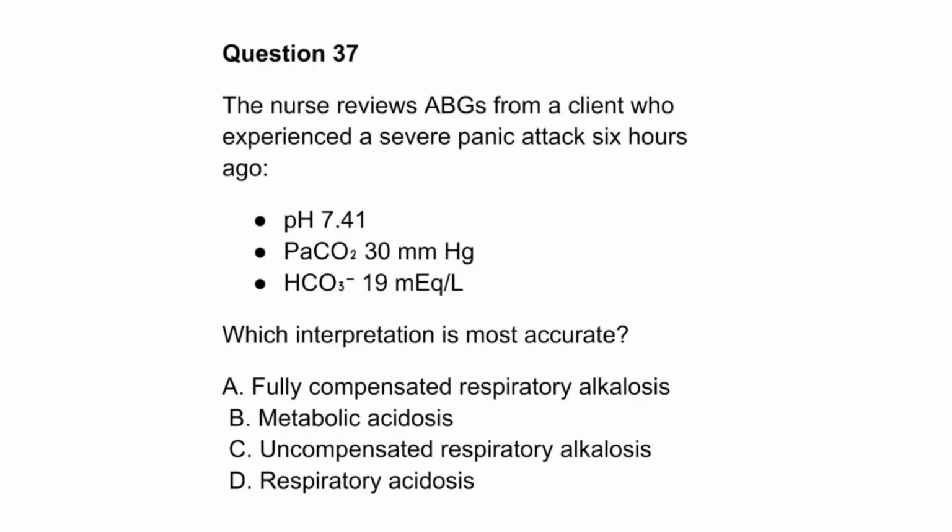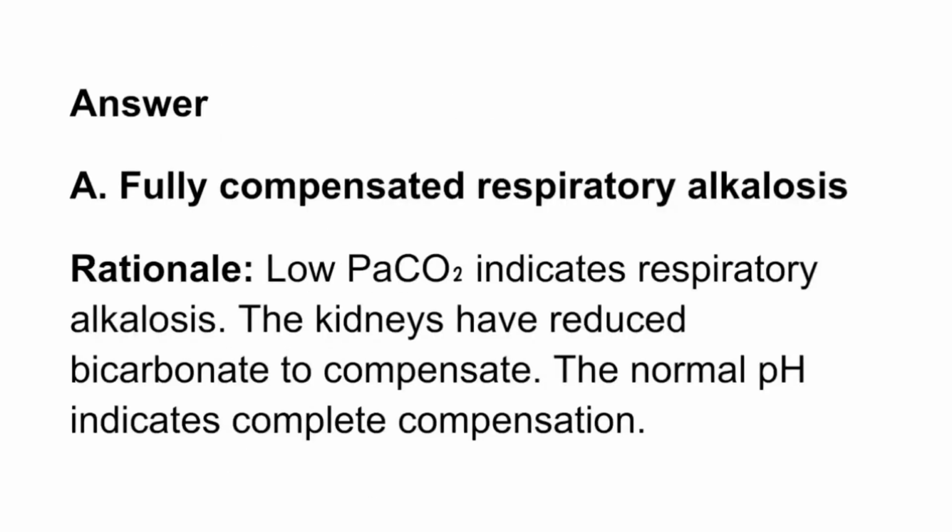A. Fully compensated respiratory alkalosis. B. Metabolic acidosis. C. Uncompensated respiratory alkalosis. D. Respiratory acidosis. Answer. A. Fully compensated respiratory alkalosis. Rationale. Low PaCO2 indicates respiratory alkalosis. The kidneys have reduced bicarbonate to compensate. The normal pH indicates complete compensation.